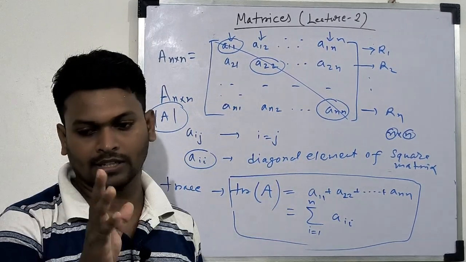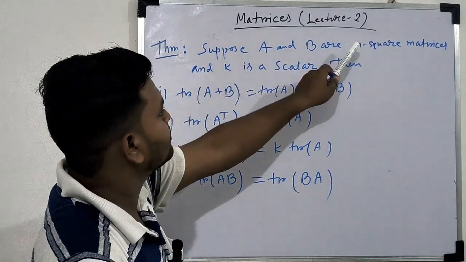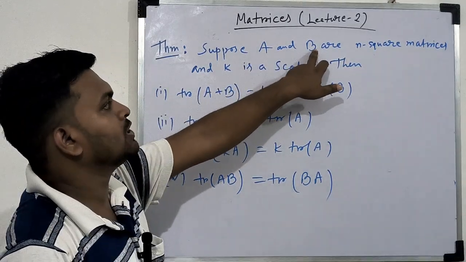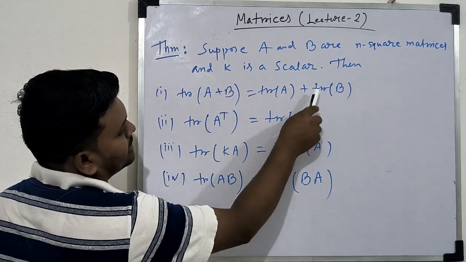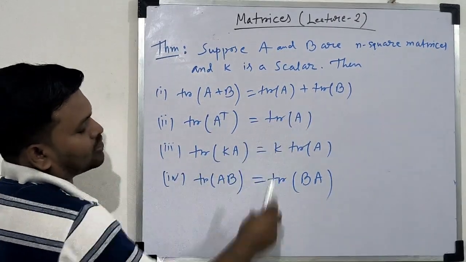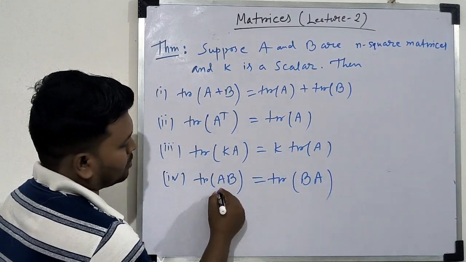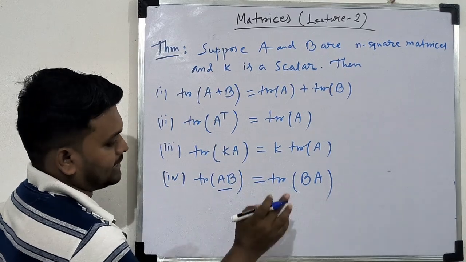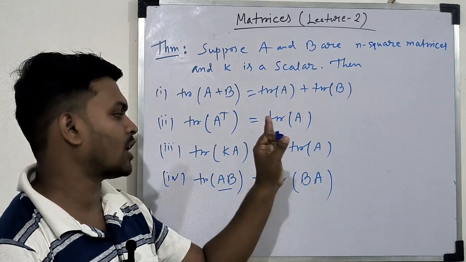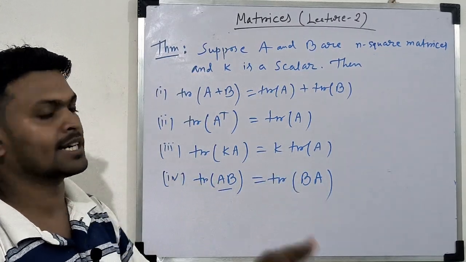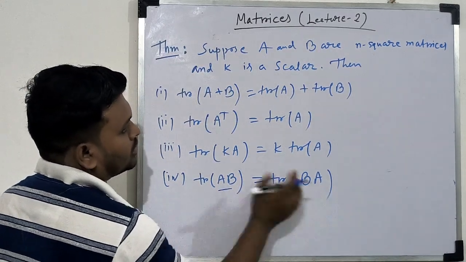So let's take a theorem on trace. So this is the theorem. Suppose A and B are n square matrices, that is n cross n, and B is also an n cross n matrix, and k is a scalar. Then trace of A plus B is trace A plus trace B. Trace of A transpose is the same as trace of A. Trace of k into A equals k into trace A. And whenever the product is defined, trace AB equals trace BA. Just as transpose of AB equals transpose of B into transpose of A, similarly trace AB equals trace BA. So the trace of this product is the same as the trace of this product. So this is the theorem.